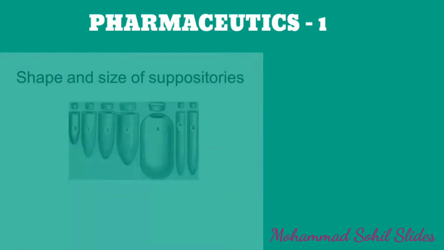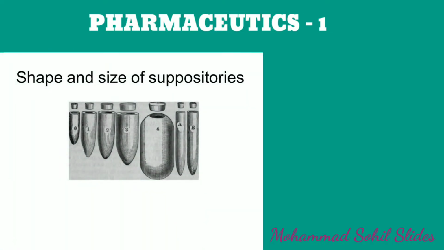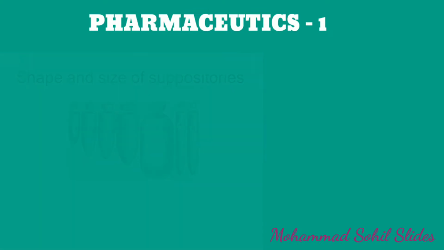Now coming to the different sizes and shapes of suppositories. There are various sizes of suppositories like 0, 1, 2, 3, 4 and A, B. For children, we can use size 0 suppositories. For rectal use, we can use types 1, 2 and 3. And for nasal and urethral bougies, we can use A and B sizes. So this is all about the sizes and shapes of suppositories.